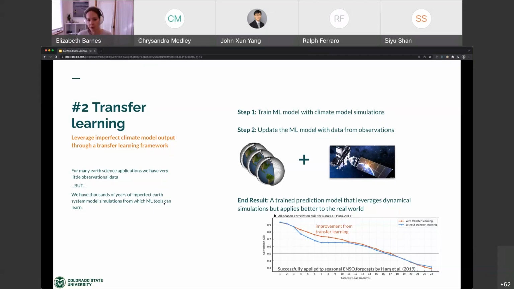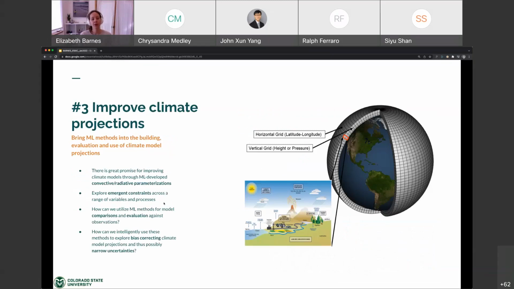And finally, very generally, people are exploring lots of different ways to use machine learning to just generally improve climate model projections. This could be making or creating better convective and radiative parameterizations. Sure, that's the one I think that's getting the most press right now. But there's also exploring relationships within this climate system simulated in these projections. How can we use machine learning to better compare and evaluate our models against observations?